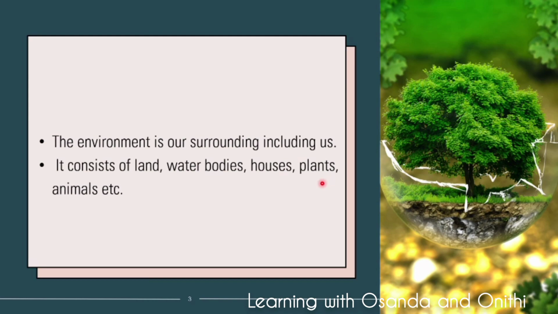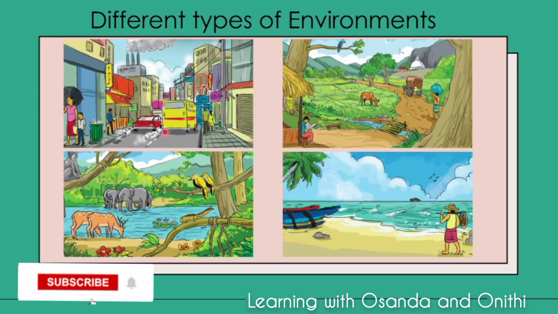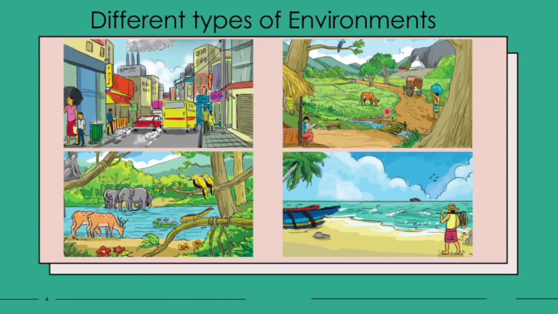Okay, then let's see some different types of environments. In the first environment, you can see buildings, vehicles, and people going here and there. And in the next environment, you can see two farmers or men, bulls, trees, mountains, paddy field, trees, a temple also, right?